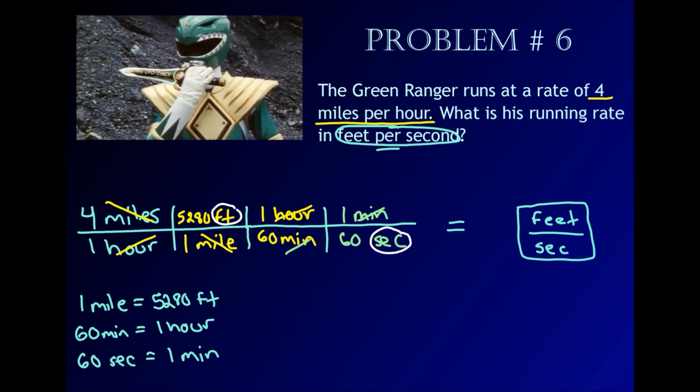I have all my units canceling out except for feet on top and seconds on bottom as indicated by the white circles. And now I can just multiply everything on top and divide by everything on bottom and get my answer. So 4 times 5280 divided by 60 divided by 60. So my final answer is 5.86 repeating feet per second.